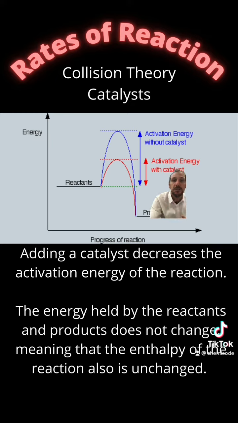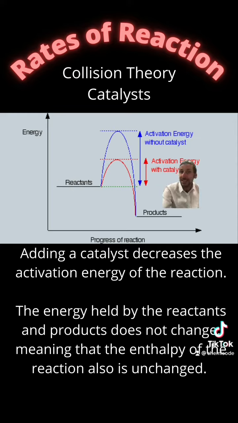Here I've got an energy profile diagram which shows the energy held by the reactants and the energy held by the products. You can see there's a large lump of energy that needs to be overcome. This is our activation energy. Our blue line here shows the activation energy when we don't have a catalyst present, and you can see it's much larger than the red line, which shows our activation energy when we have a catalyst present.